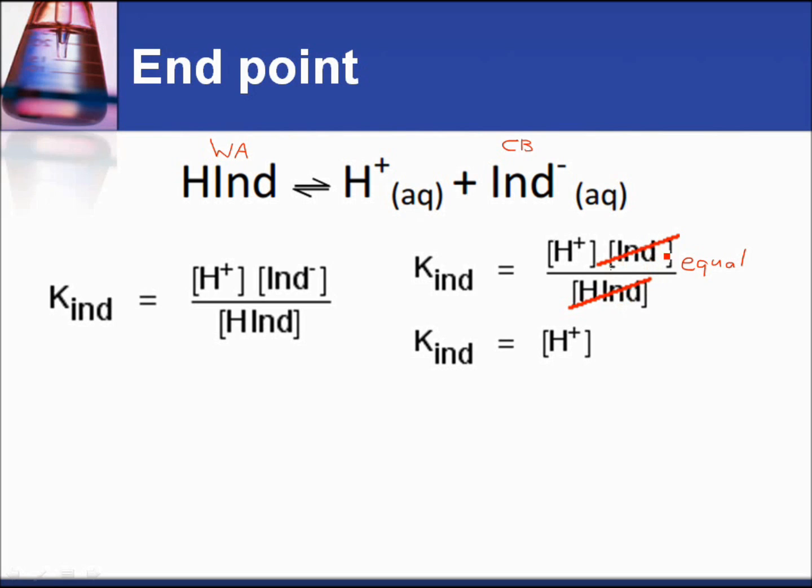Okay, so at the end point, in the middle of the color change, the amount of conjugate base and weak acid are equal. So when we cross them out, we're left with this here. K ind or Ka equals the concentration of H+. And then, if we take the log of both sides, we are left with the pH is equal to the pKa or pK ind, and this is at the end point. So when the indicator is in the middle of its color change, the end point, the pH is equal to the pKa or the pKind.